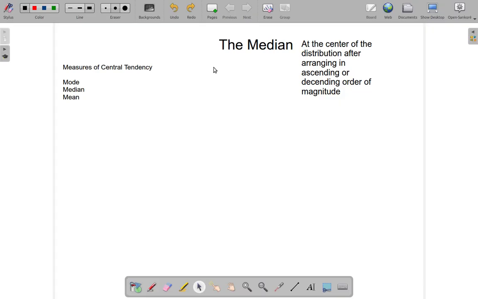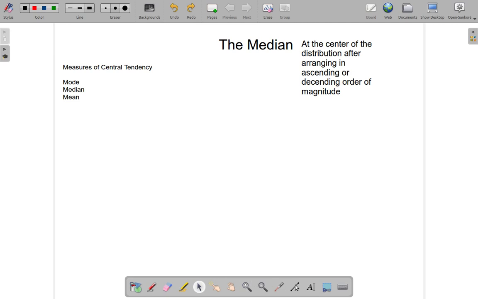Let's talk about the median a bit. The median is the value that is at the center of the distribution after arranging in ascending or descending order of magnitude. That means the order of the size. You go from the smallest to the largest, or the largest to the smallest, doesn't matter. The value at the center of the distribution is the median.